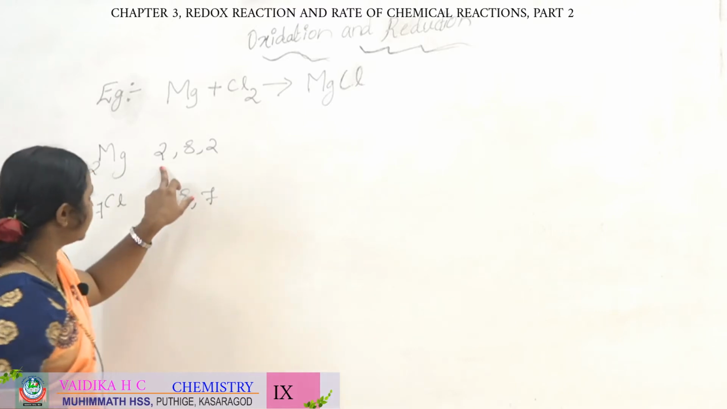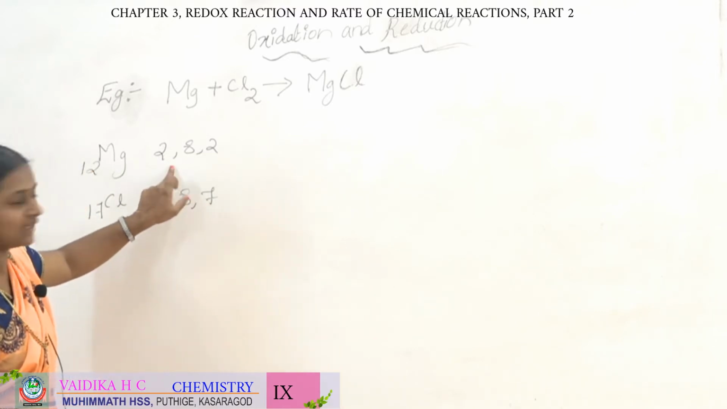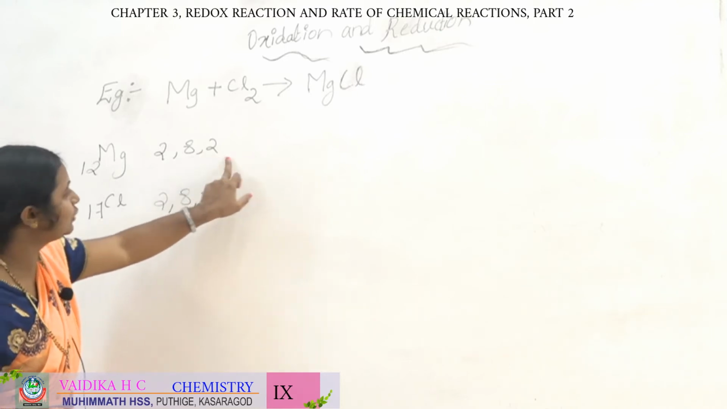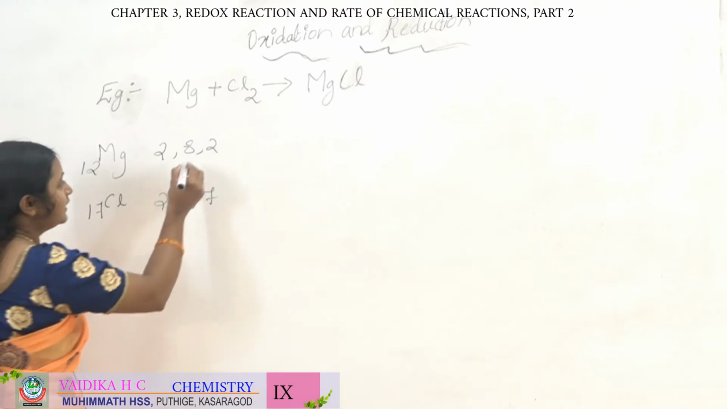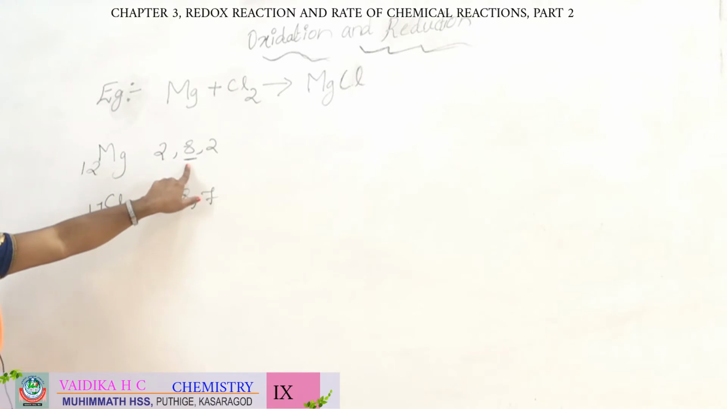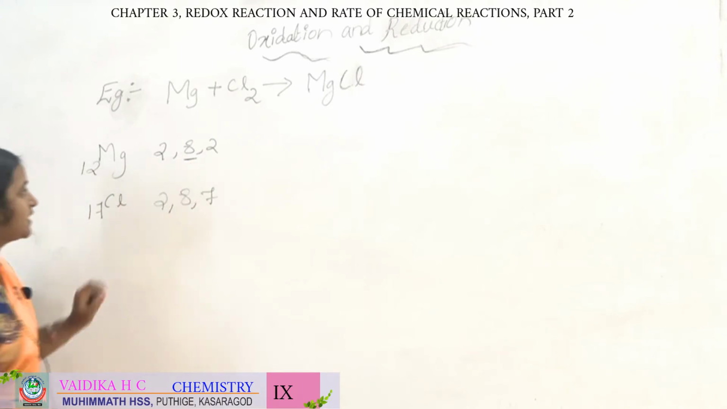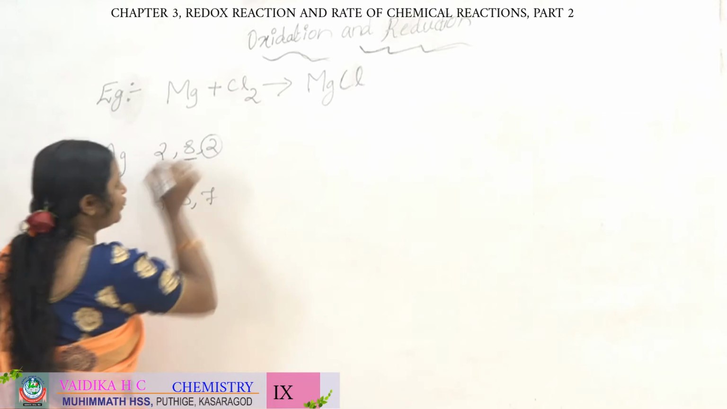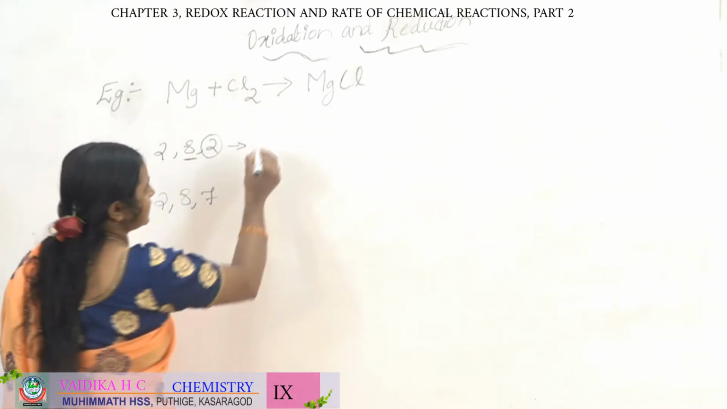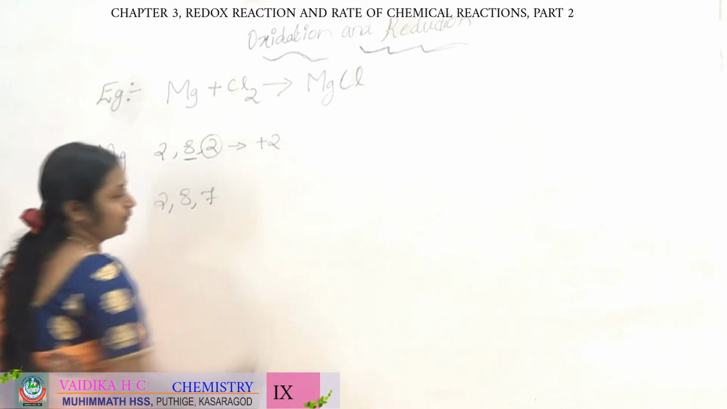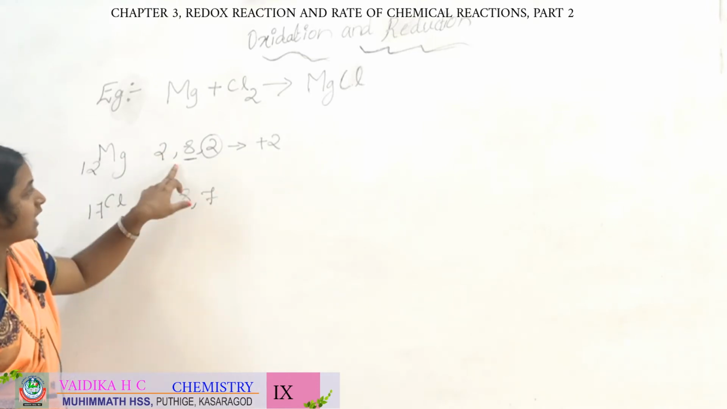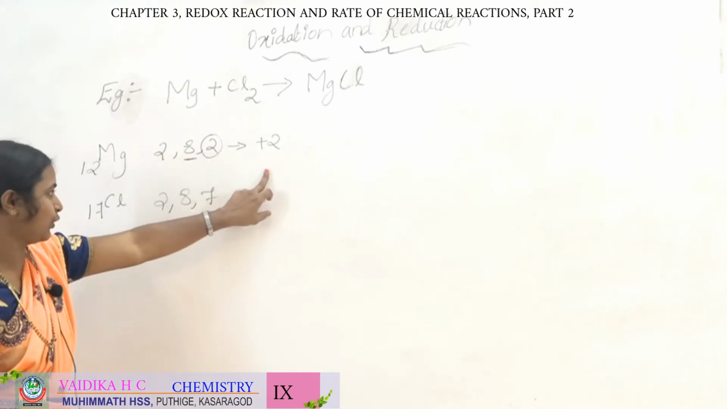While reacting, magnesium will lose 2 electrons, or donate 2 electrons. Why? Then in its outermost shell it will have 8 electrons, right? So it is stable. We studied this in the octet rule. So it will donate 2 electrons. Donating means what is the charge? That is plus 2. The charge of magnesium will be plus 2 because it is donating the electrons.